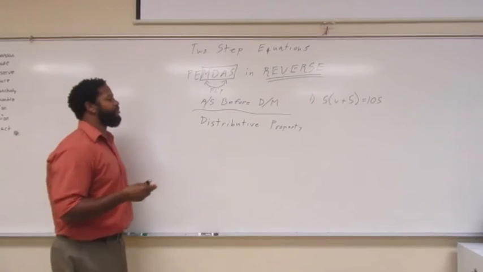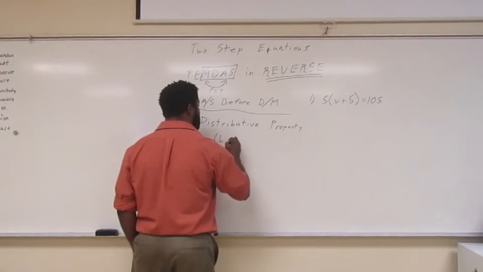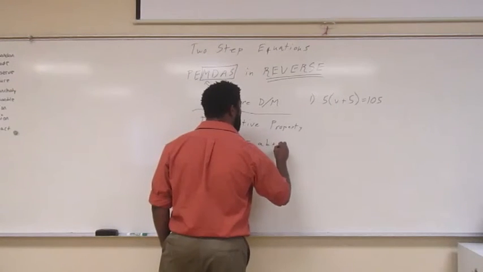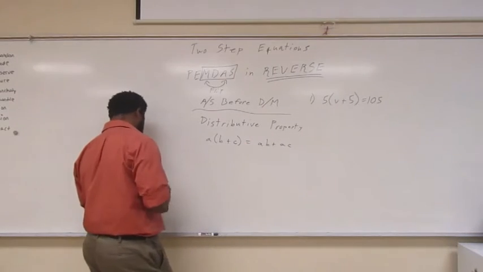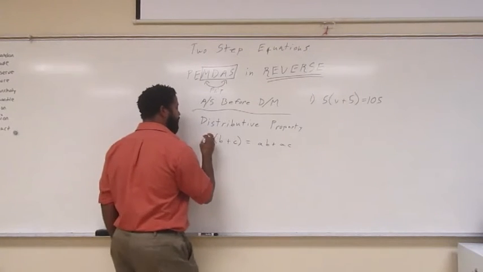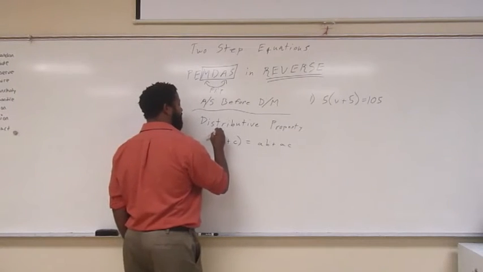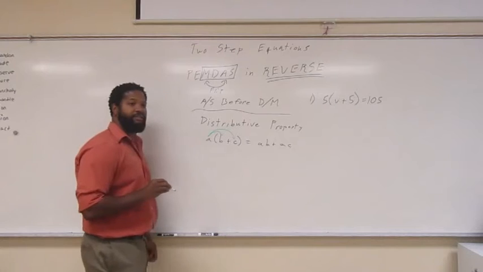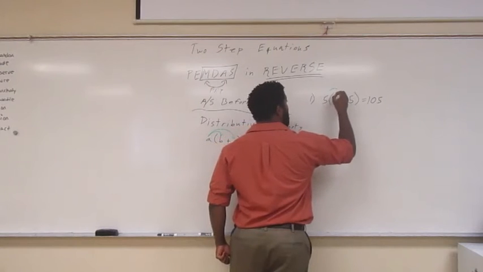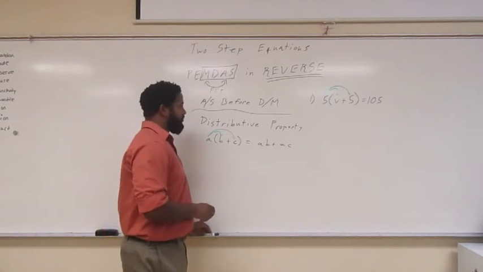Okay? Distributive property states A(B + C) is equal to AB plus AC. What does this look like? Well, it looks like a little bit of a rainbow, people. All right? What do I mean by that? You have A being multiplied by the B, and A being multiplied by the C. So basically 5 times V and 5 times 5. So that's going to be 25.